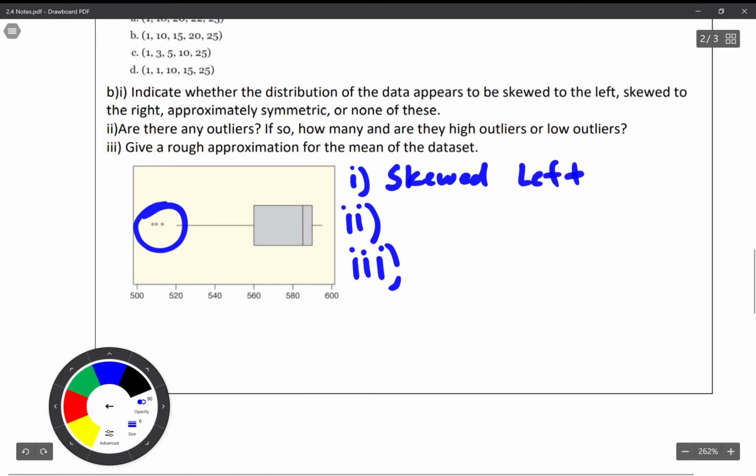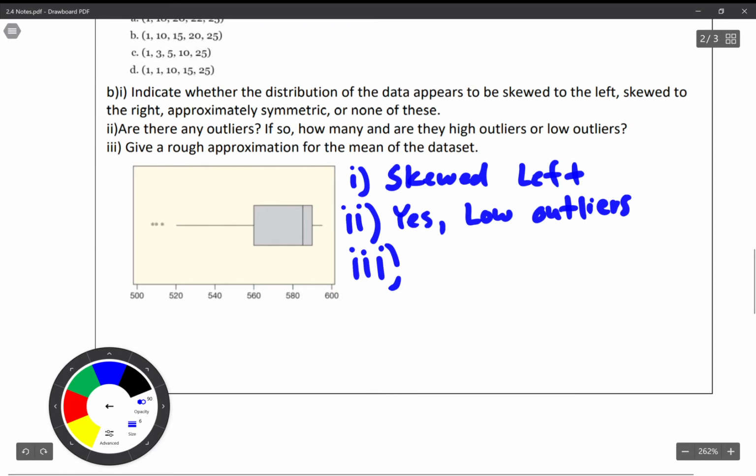Are there any outliers? Of course there are outliers. Do you see that? Yes, you do, of course. If not, then you need to get your eyes checked. Are they high or low outliers? Those are what they call low outliers, and you can see that.